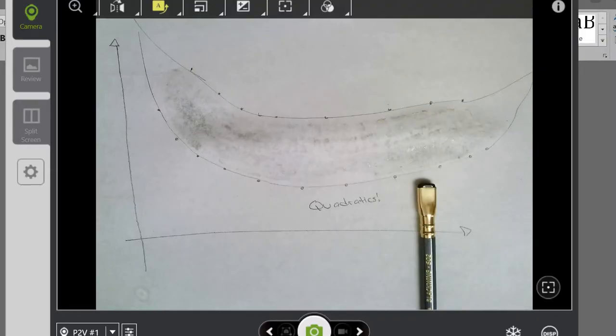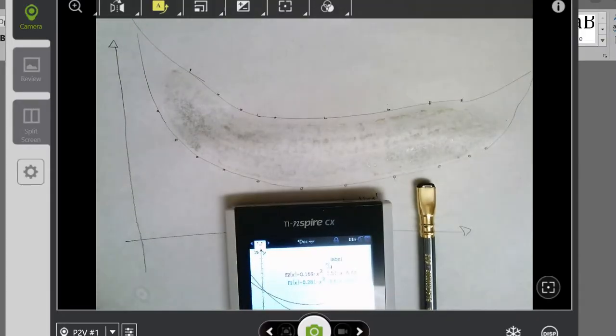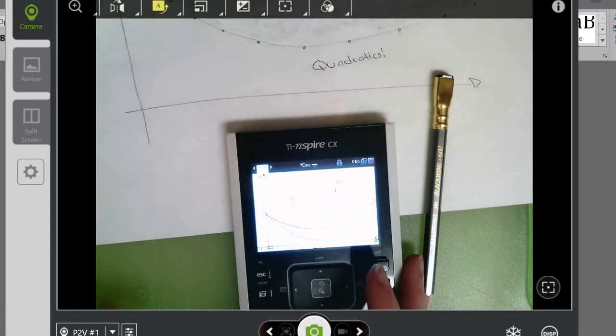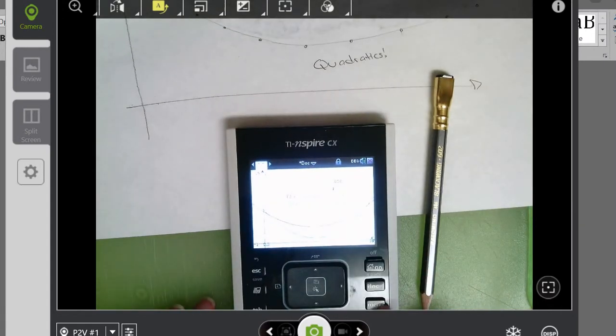Okay, so on your calculators, what you should see when you graph them are these 2 graphs here. It's a little hard to see in the document camera.